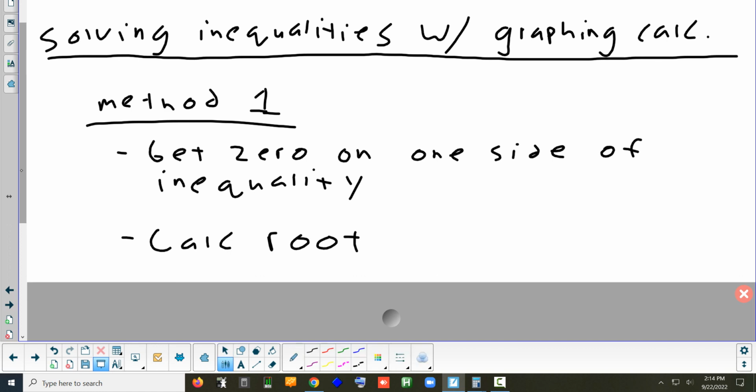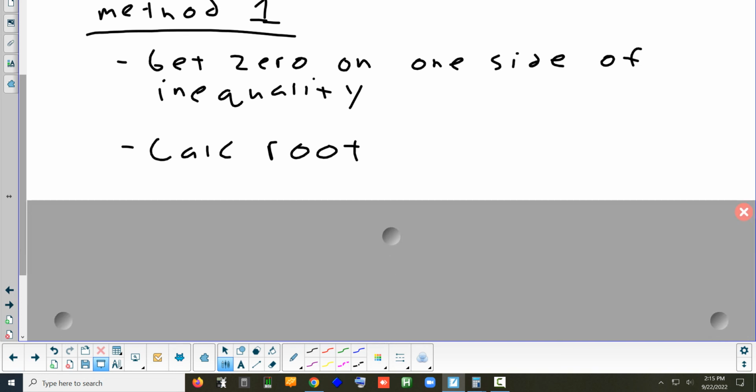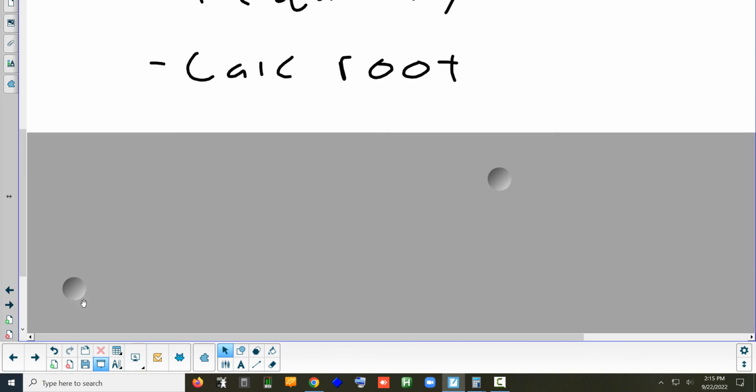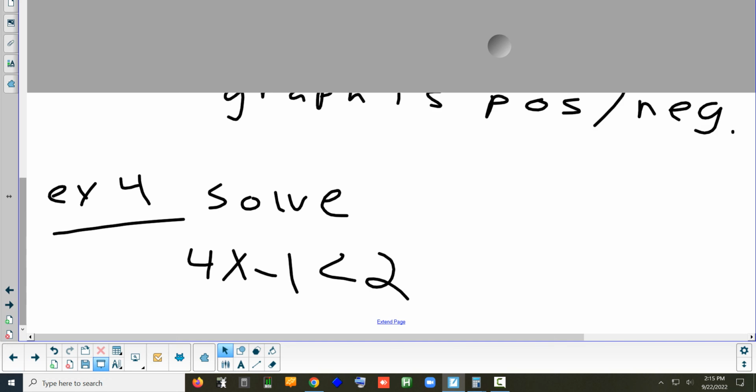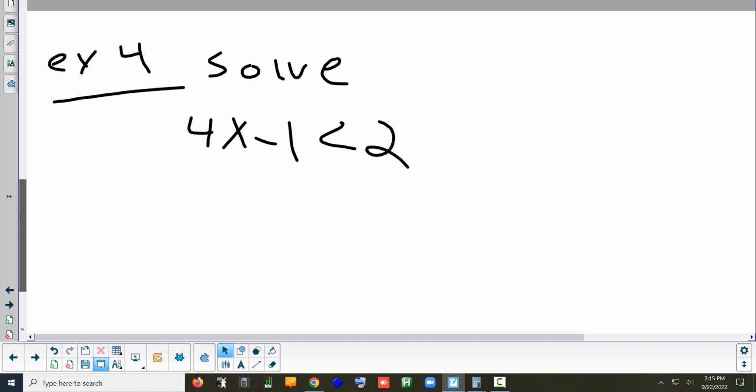So, one method to solve these on the calculator is to get 0 on one side. Kind of like you're doing it if it was a quadratic problem. Get everything on one side, get 0 on the other. And then calculate a root. Okay, so we'll try that method first. So get everything on one side and then calculate the root. Alright, so let's solve this. Using the method I just showed you, you got to get everything on one side.